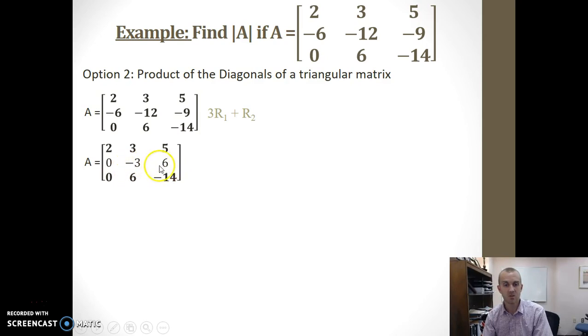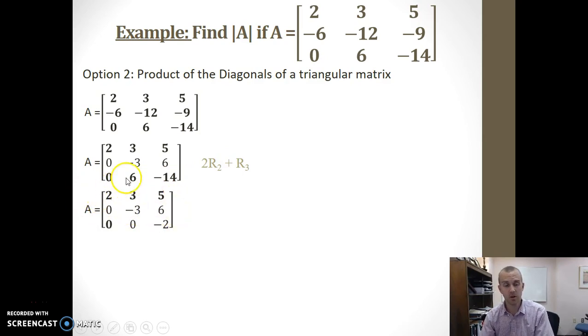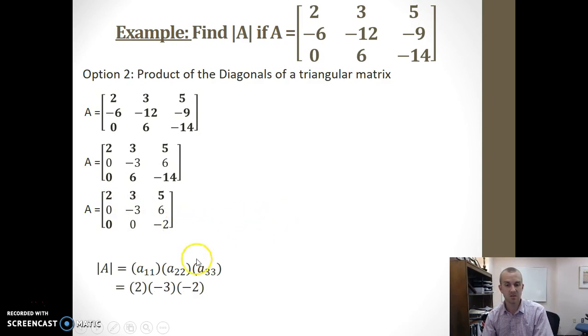Well, what would I need to multiply to make this become a 0? If I multiply this row by 2, -3 times 2 gives me -6, so they would cancel out. So I'm going to multiply the second row by 2 and add it to my third row. Now look, I have a triangular matrix. It worked. So if I multiply the elements on the diagonal, -2 times -3 times 2, I get 12. Again, found the determinant 2 different ways.